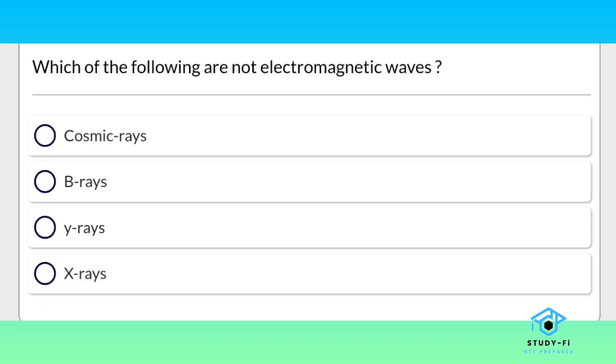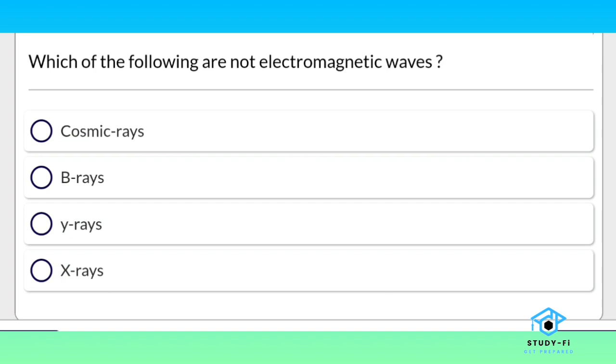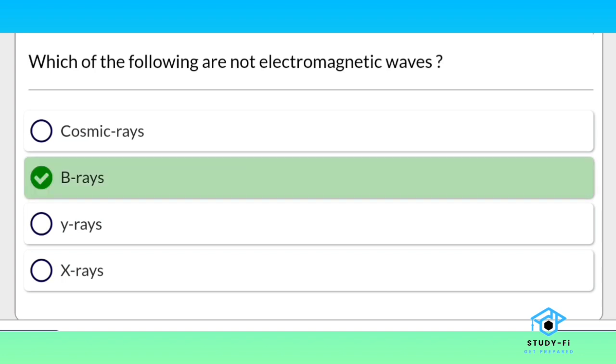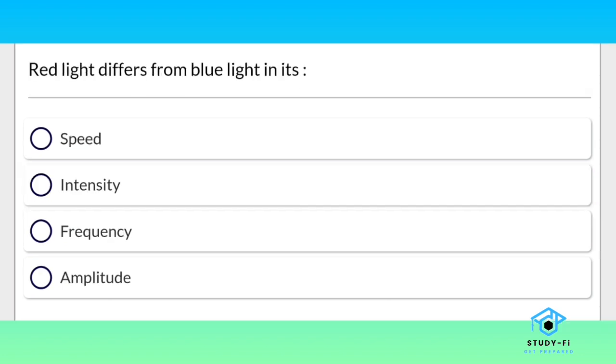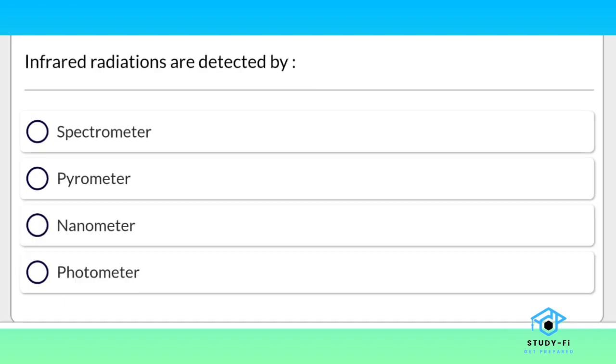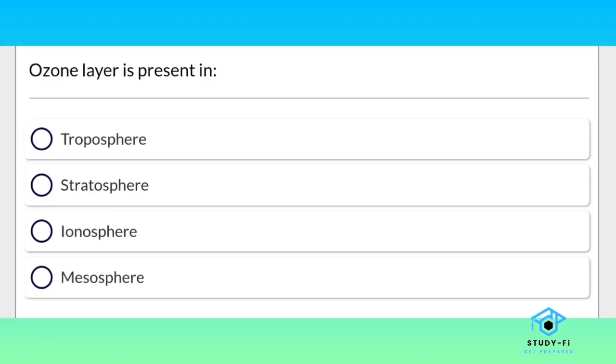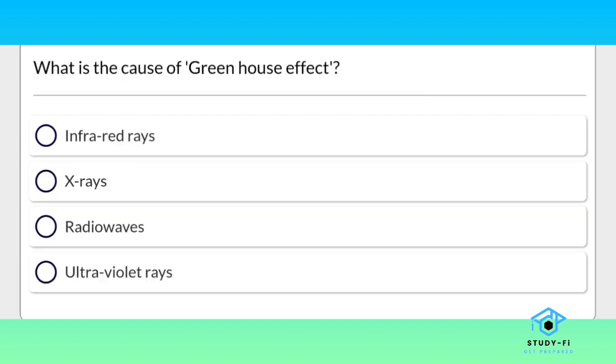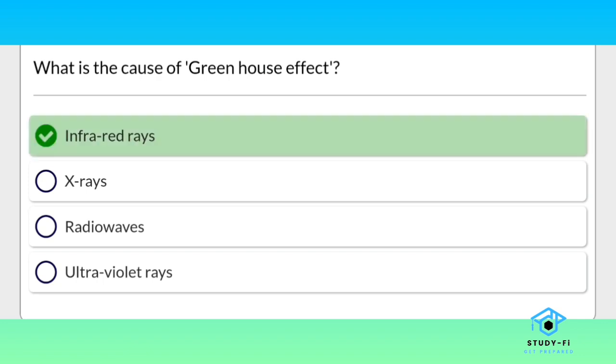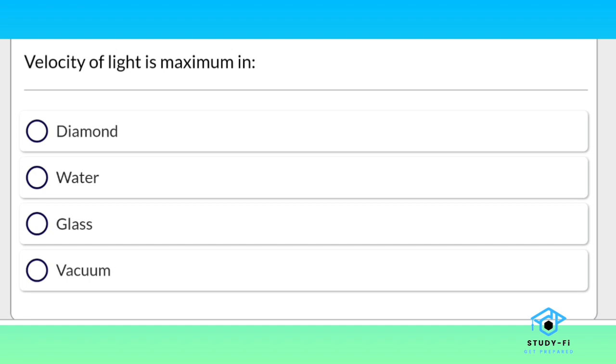Which of the following has minimum wavelength? Gamma ray. Which of the following are not electromagnetic waves? Beta rays. Red light differs from blue light in its frequency. Infrared radiations are detected by pyrometers. Ozone layer is present in stratosphere. What is the cause of greenhouse effect? Infrared rays.